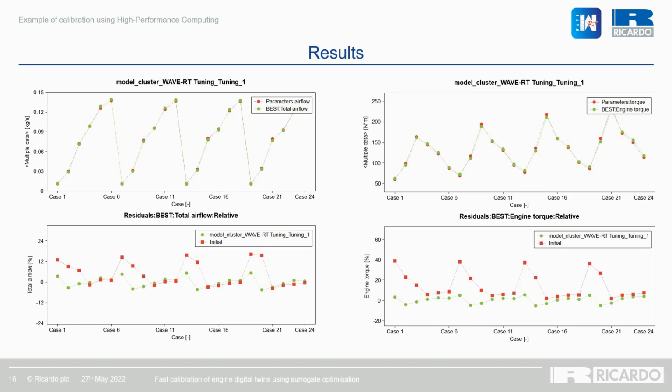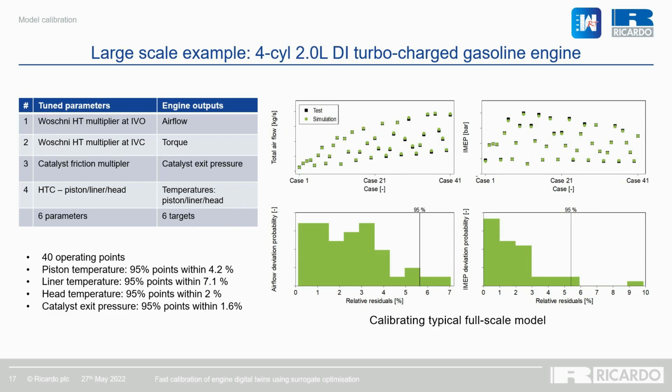For more complex models, the number of parameters may need to be increased. For example, in this case, we are looking at the calibration of a 4-cylinder 2-liter direct injection turbocharged gasoline engine from a leading OEM, and the engine outputs requested include airflow, torque, catalyst exit pressure, and temperatures of piston liner and head. The tuned parameters then expand, and apart from HTC at IVO and IVC, we're also including catalyst friction multiplier, HTCs for piston liner and head, so 6 parameters in total for 6 targets.